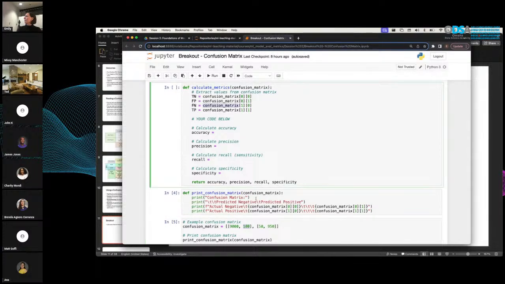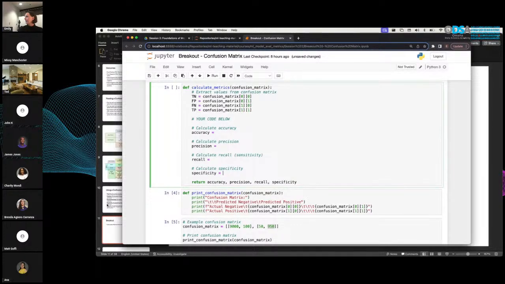False negatives is in the second list, the first position. And then the true positives is in the second list, the second position. What you're going to do, using true negatives, false positives, false negatives, and true positives, which we talked about last time, is calculate accuracy, precision, recall, and just for fun, I added the new metric in there. You can go ahead and add specificity in there.